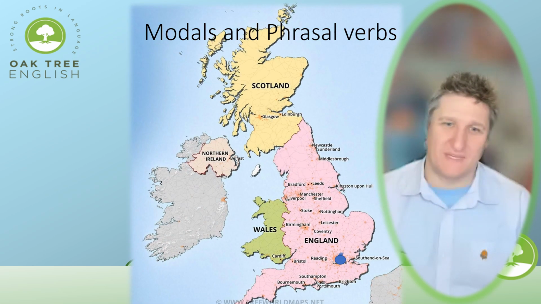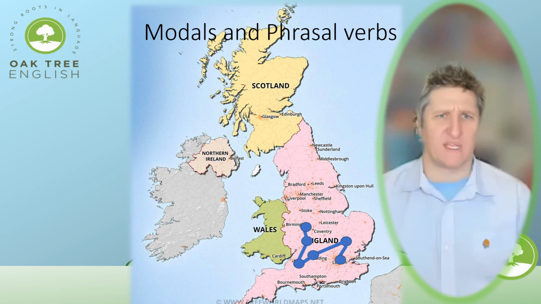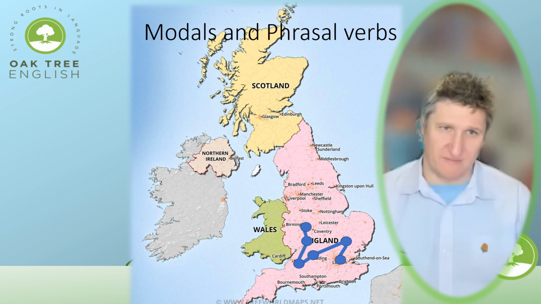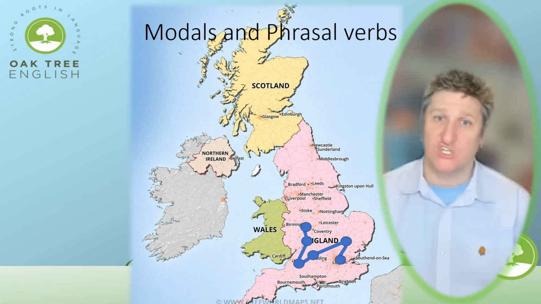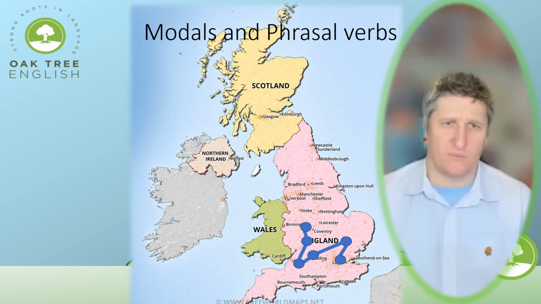A small step north from historic Stratford, we come to industrial Birmingham, England's second city. It's here that we shall think about modal and phrasal verbs. Modal verbs are auxiliary verbs which modify the meaning of the main verb in terms of possibility, probability, or permission. The nine most common modals are can, could, may, might, must, shall, will, should, would.